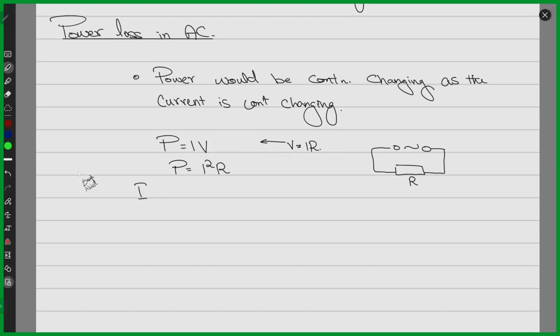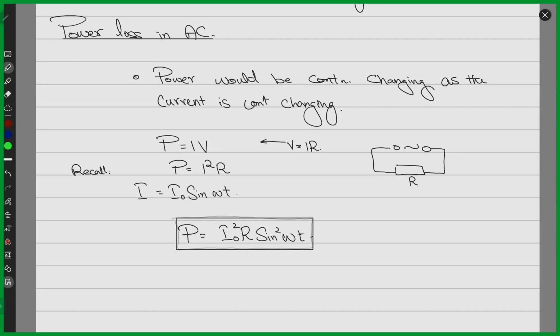Which means, if you recall, I was I naught sine omega t. So the power loss is also a sinusoidal function. In fact, it is a sine squared function. So it becomes I naught squared R sine squared omega t. Which means that the power loss in this resistor is always a positive value. Even when the current becomes negative, power loss is a positive value.